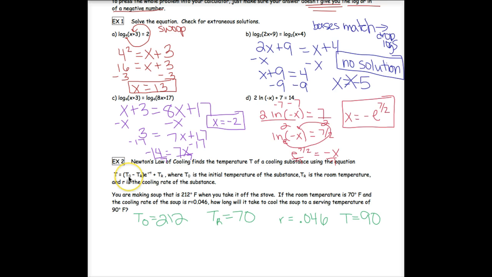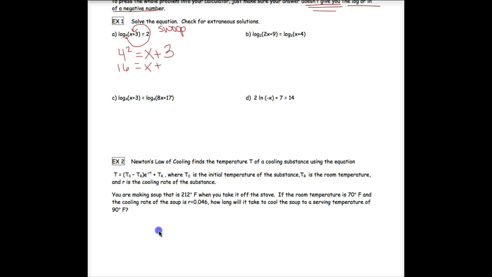We know T sub O. We know T sub R. E is obviously just the number E. We know R. We don't know this little t. And here's T sub R again. So the only thing we don't know is this, which is time. How long? So that's what we're going to be solving for. So we are trying to find small t.